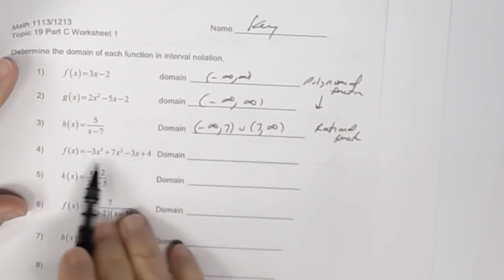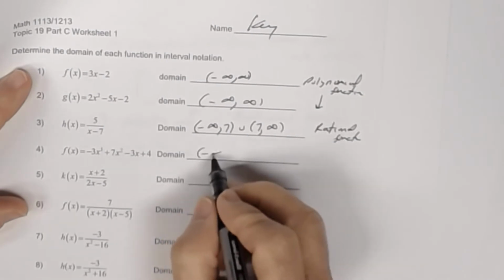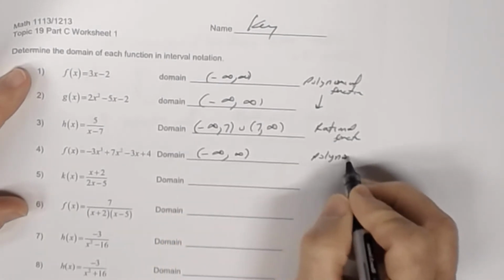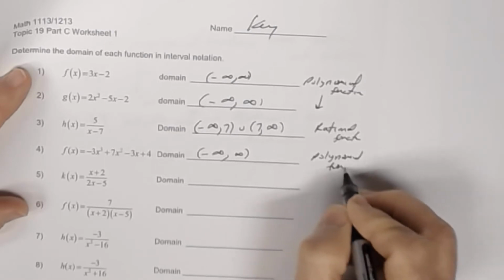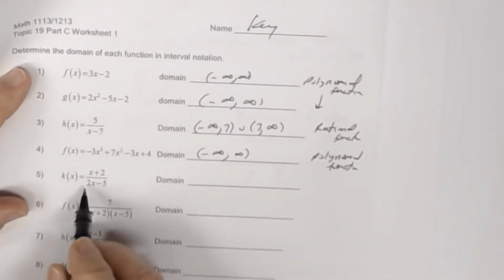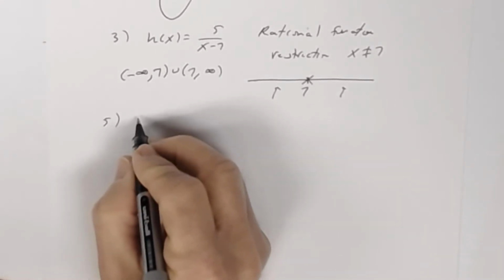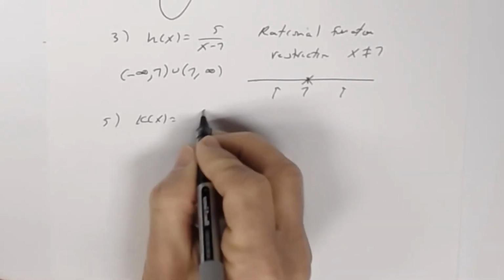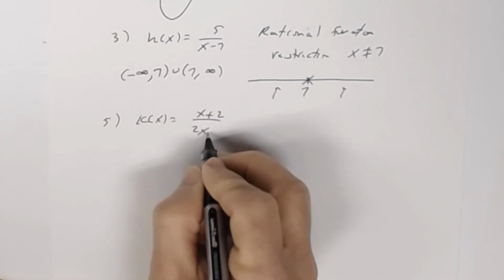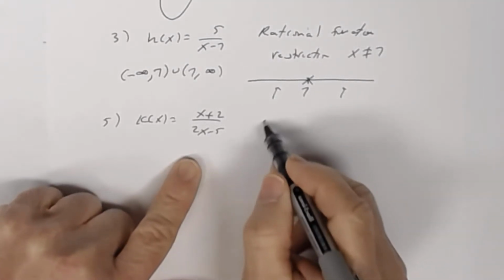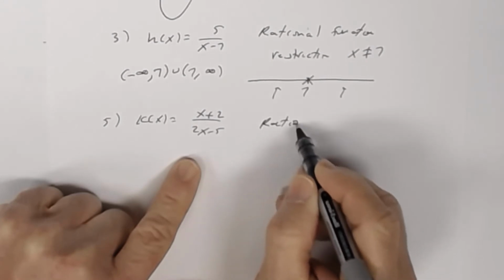Number 4 is polynomial, so the domain is all real numbers. Okay, so that's a polynomial function. Number 5 is rational, so let's talk about that. Number 5, you have k of x equals x plus 2 divided by 2x minus 5. So again, this is a rational function.